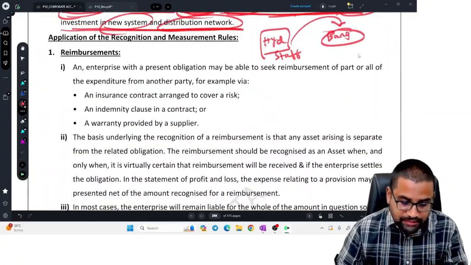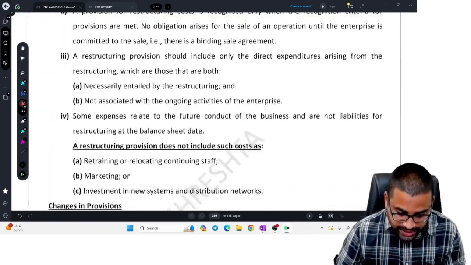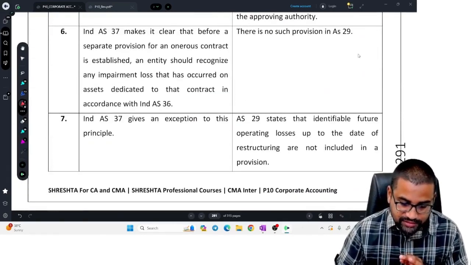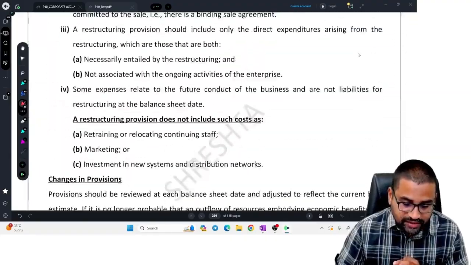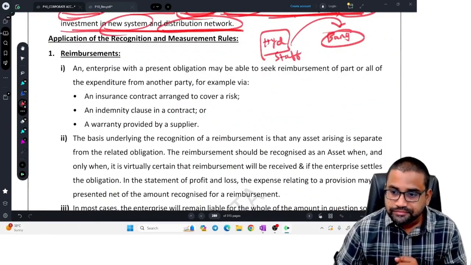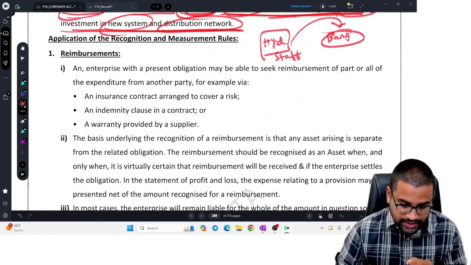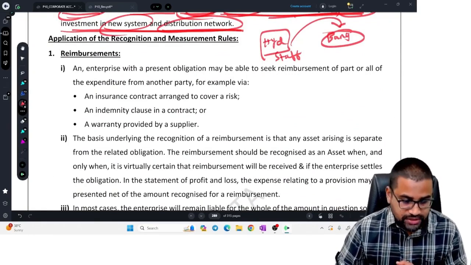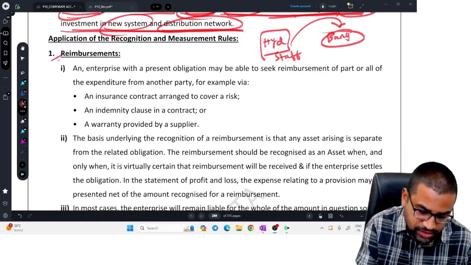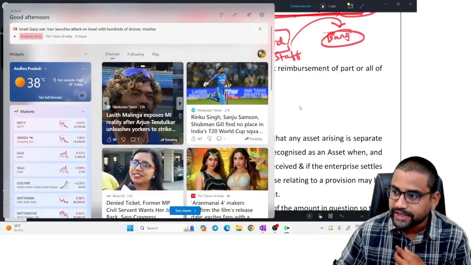Now we have some additional concepts like reimbursement, future operating losses, restructuring, then change in provision, use of provision, and then disclosures. Then comparative study, this standard will be completed. We need to discuss now these additional points. So first concept, reimbursements. I think this concept we have touched a little bit there.